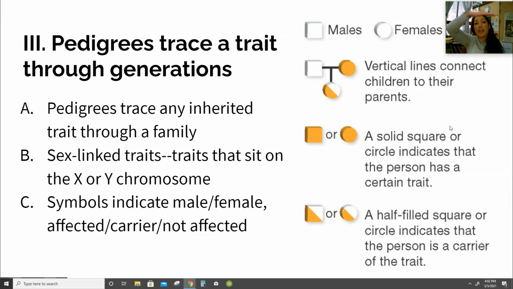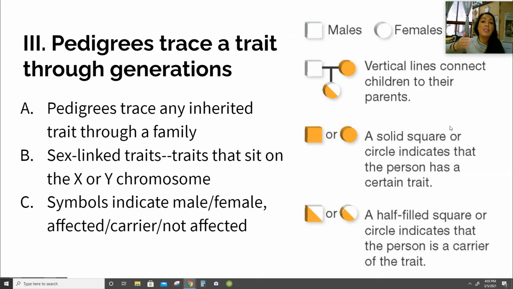If you see a vertical line connecting two people, that means that they are married. And if you have a line going down from those two people, that means they had offspring, biological offspring. If that circle or square is shaded in, that means they have the trait. So if you're tracking baldness, for instance, then that person is bald. If it is not filled in, then that person is not affected by whatever you're tracking.